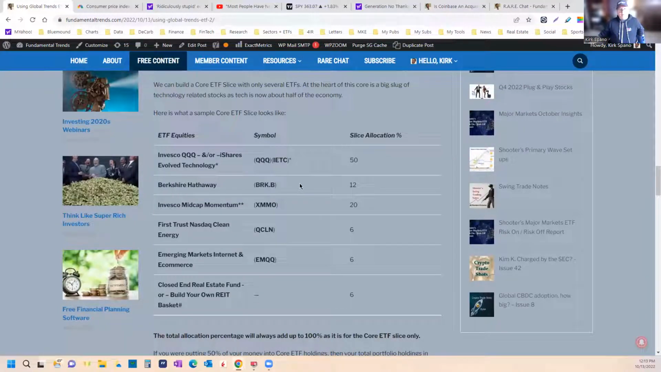Berkshire Hathaway is our substitute for the S&P 500. They have operating companies. They have cash to buy back their own shares. So it's essentially going to track the S&P 500 on the upside, but when the market is bad, they're going to do much better.